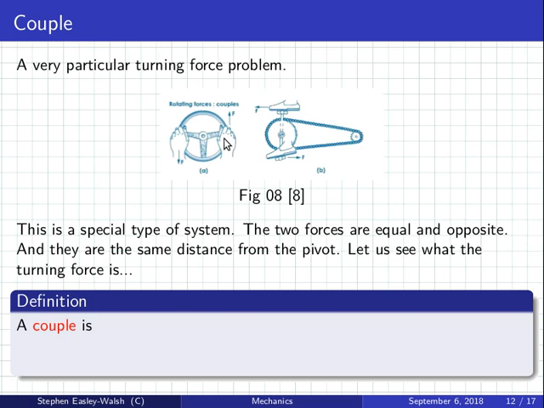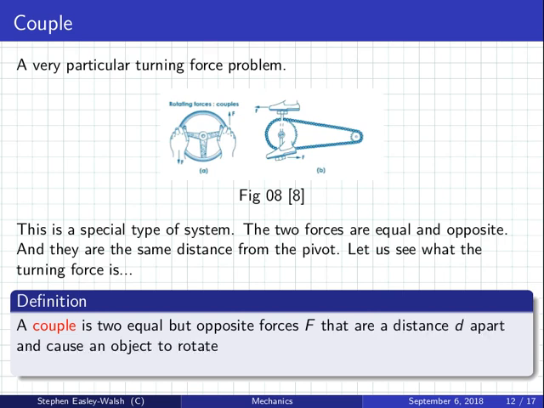Look at both of these pictures. What are the forces trying to do? Yeah, turn in the same direction. So a couple is two equal but opposite forces, a distance d apart, that cause an object to rotate. Rotate is the word. But not move in a straight line. And the total turning force is Fd. Do you know this word, rotate? This is rotate.